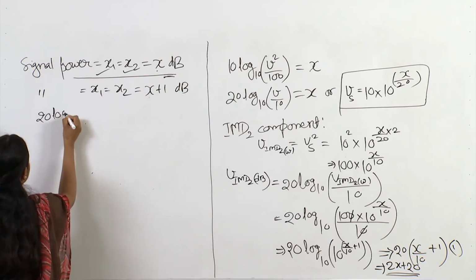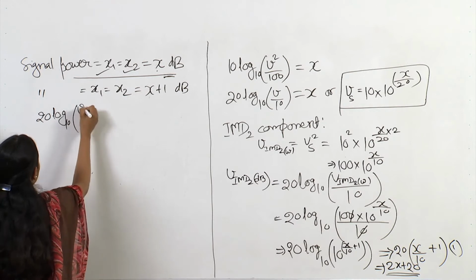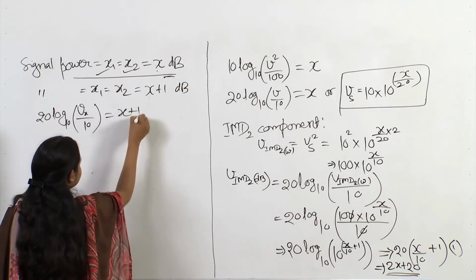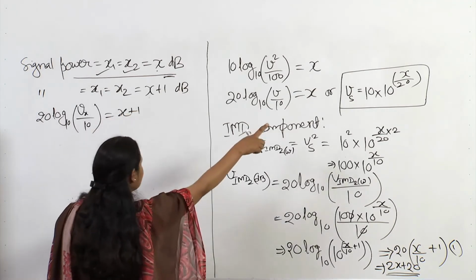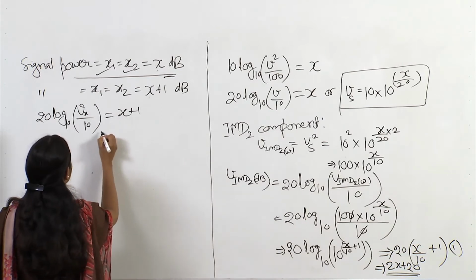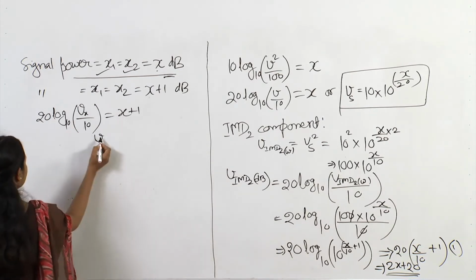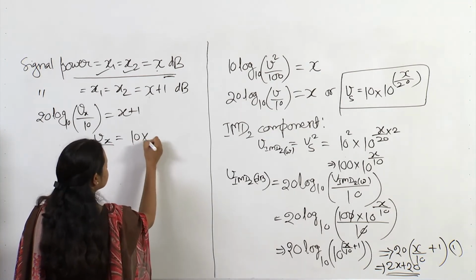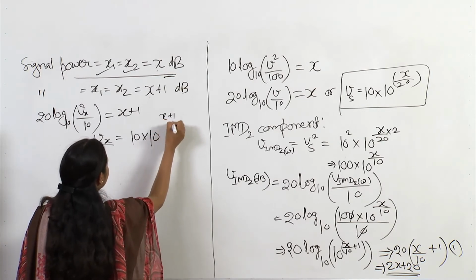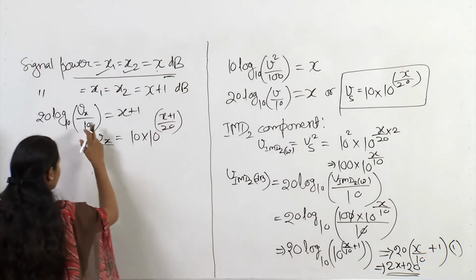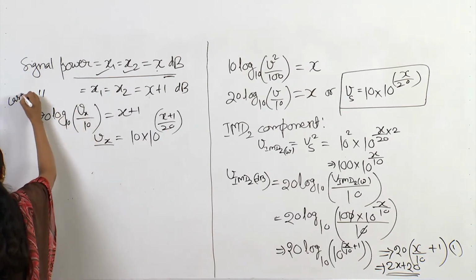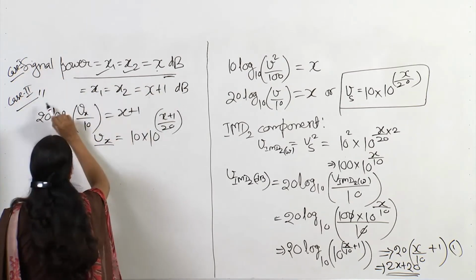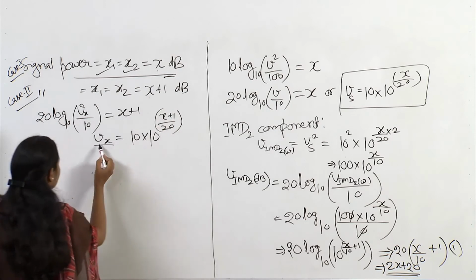20 log 10 Vx upon 10 is x plus 1. So, we will have our expression like that. Instead of x, we will have x plus 1. So, new Vx will be 10 into 10 to the power x plus 1 upon 20. So, we have increased case 2. So, case 1 was when we have power x, case 2 is when we have increased power by 1 dB. Now, Vx is there.